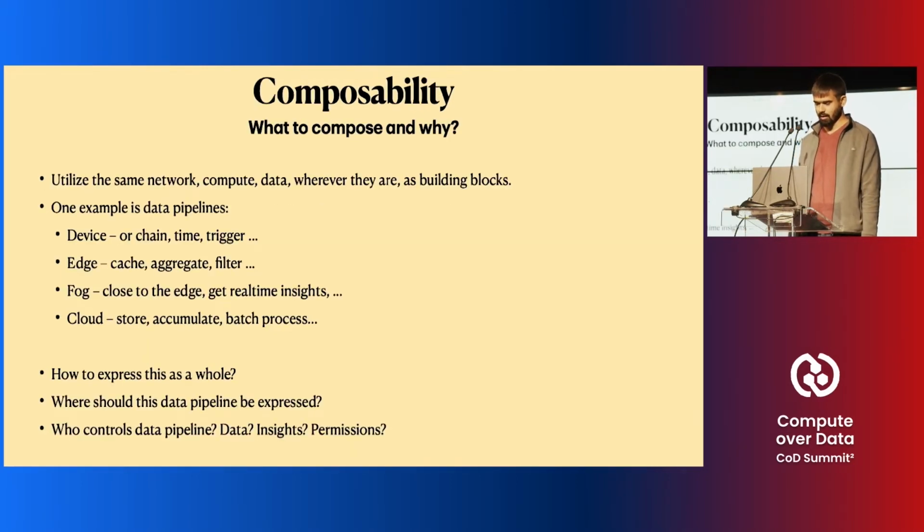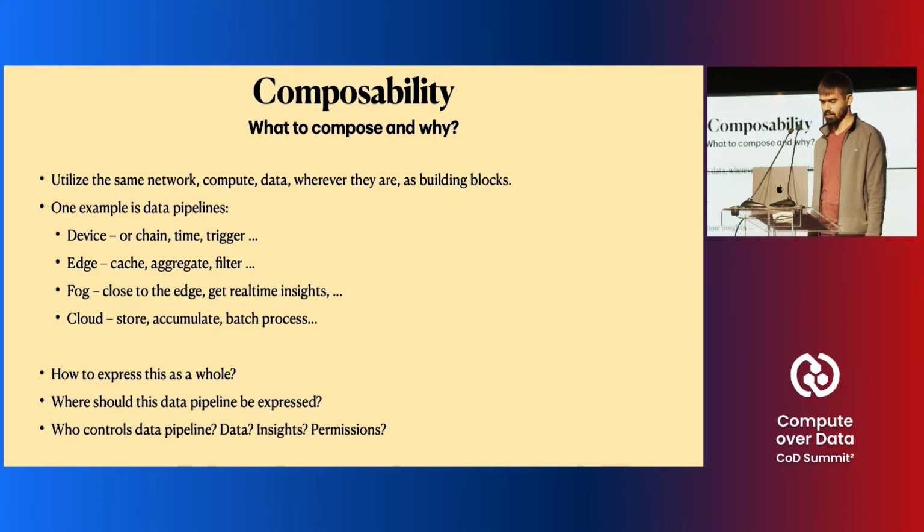So let's switch to composability: what to compose, and why. What we want is to utilize the same network or sub-network, it could be a small network, or the same compute capabilities or the same data, wherever they are, as building blocks for something more complex to deliver value to the end user.